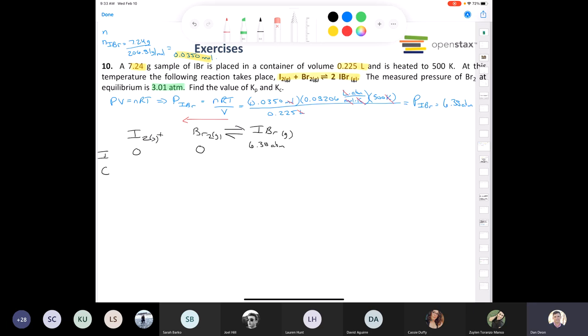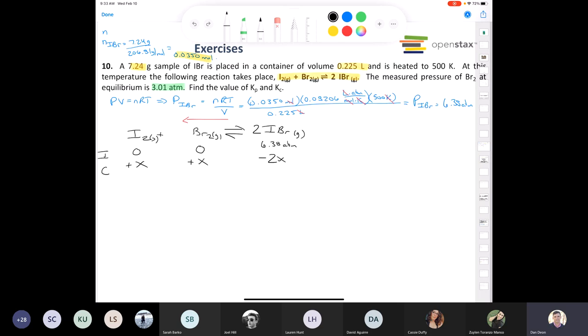Now, I didn't balance out my equation, so I'll have to fix it. Let me just move that over. Here we go. So I should have a 2 in front of my IBr. So that means when my change occurs, when I shift to the left, I'm going to lose 2x here, but I'm going to gain x for both of these, right? Why is it losing 2 times as much? Because there's twice as much IBr in the balanced equation as there is moles of iodine or bromine.